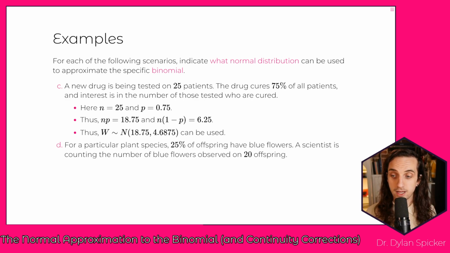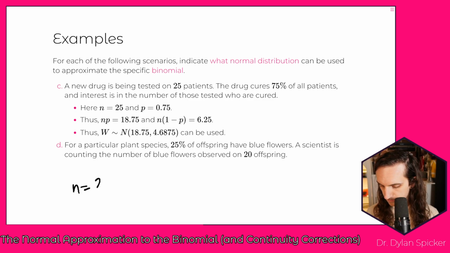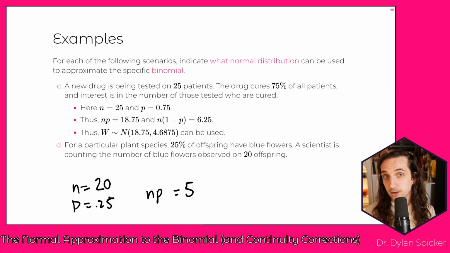Last example here, we have a particular plant species, where 25% of the offspring have blue flowers. A scientist is counting the number of blue flowers observed on 20 offspring. Okay, and so then we have n is 20, p is 0.25. And so if we take n times p, this is actually going to give us exactly 5. Now, because it's exactly 5, it's sort of right on the line that we're using. We probably shouldn't use the approximation in this case, but we could technically still justify it.